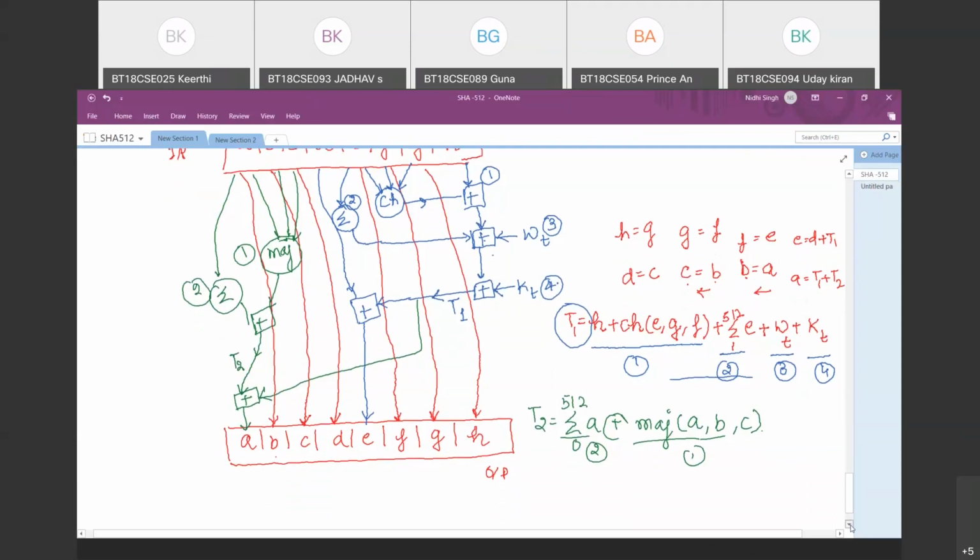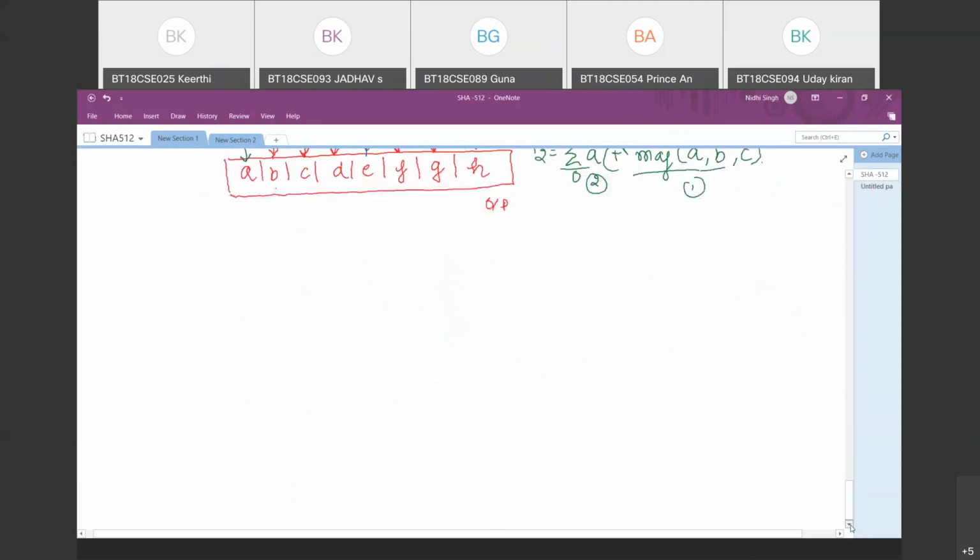What is my majority function? Let me write the majority function. So majority of ABC means we have to perform the certain operations over the values stored in the buffer ABC. So what is that? This is nothing but the logical AND operation. So AJ and BJ XORed BJ and CJ, sorry, and A XOR CJ and AJ.